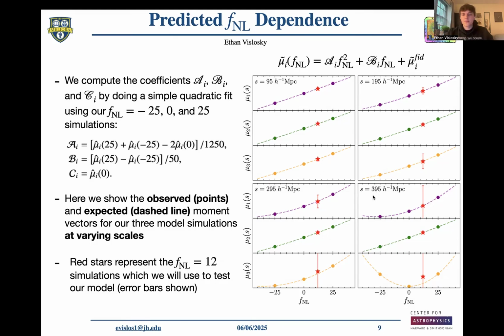And even for, say, 395 megaparsecs, where we get some deviation from the quadratic behavior, especially in the third moment, which makes sense because the third moment includes cube terms of our PNG estimator, even though there's this deviation, it's well within the uncertainties or the error bars. So our covariance matrix should account for this when we probe out to higher scales.